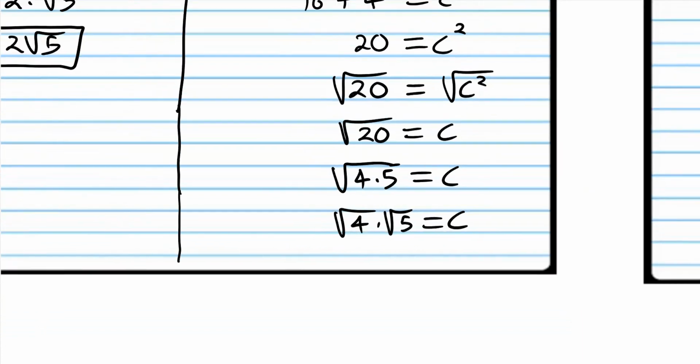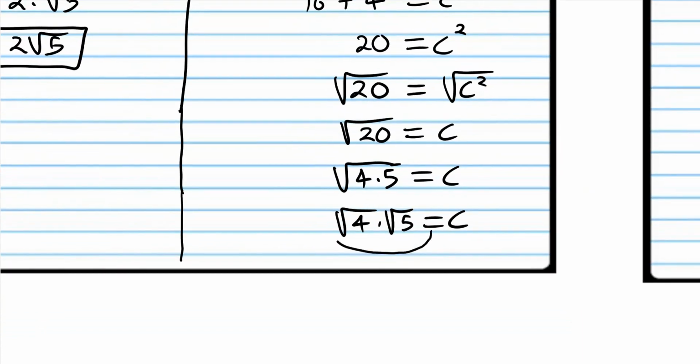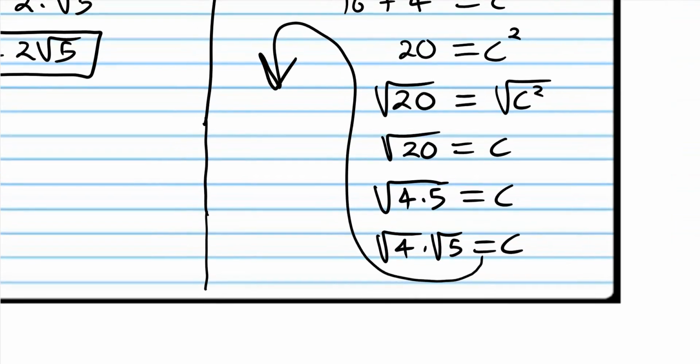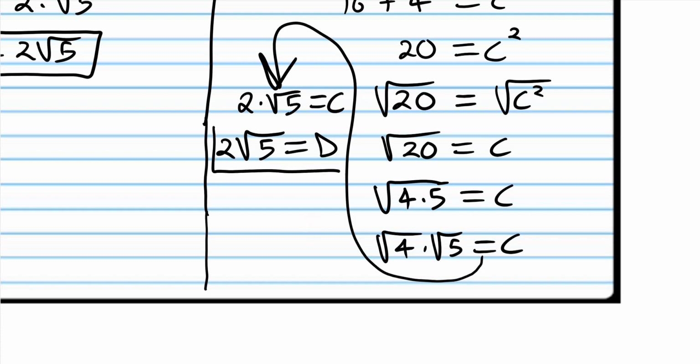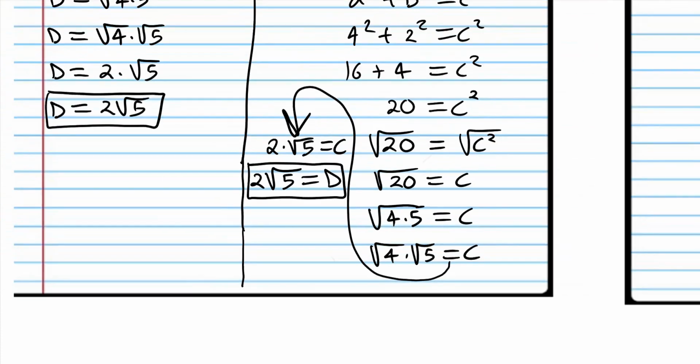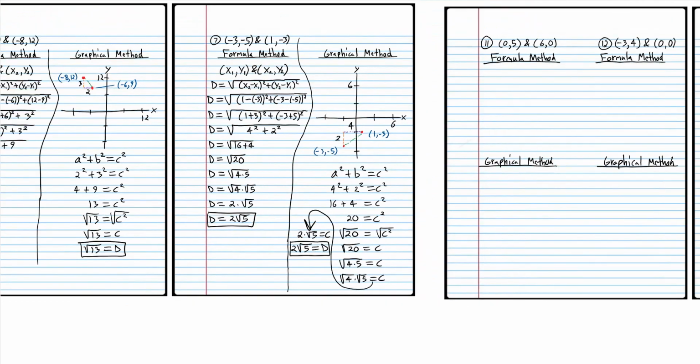So now we're out of room. So what do we do when we're out of room? We just put a little arrow there. So now the square root of 4, what number times itself is equal to 4? Well, that's just 2. And I can get rid of that dot because when you put a number right next to a root, that means multiplication. And I can change it to the c to d because that's what we're looking for. So if you got that answer, good job.